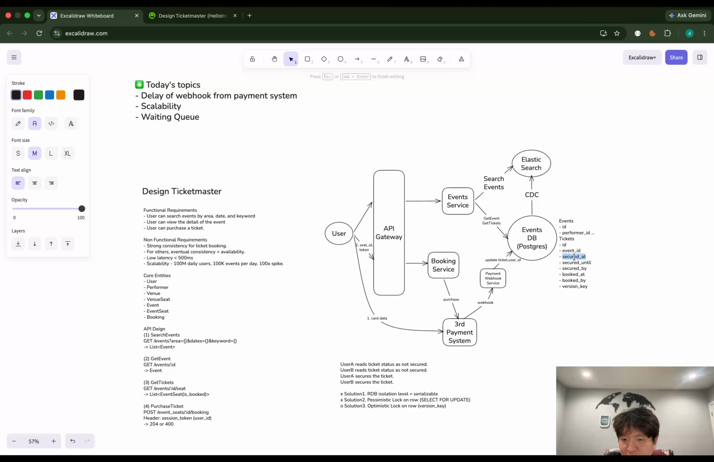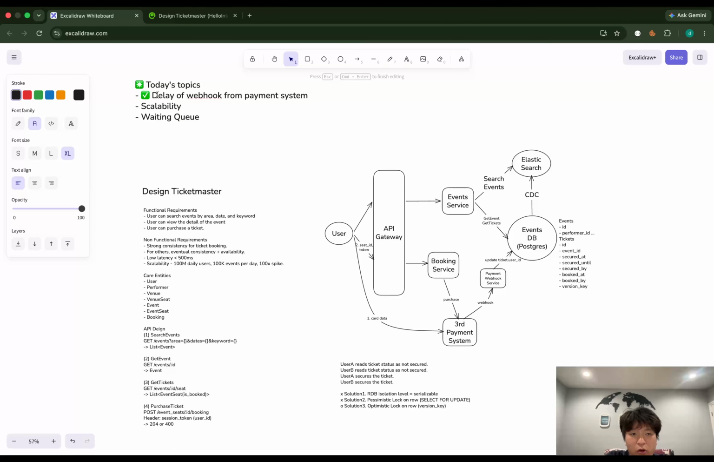So again, the user can secure the seat if the current time is greater than secured until, and the user can make the payment if the current time is secured at plus 10 minutes or before. Okay, so that's about the webhook delay.